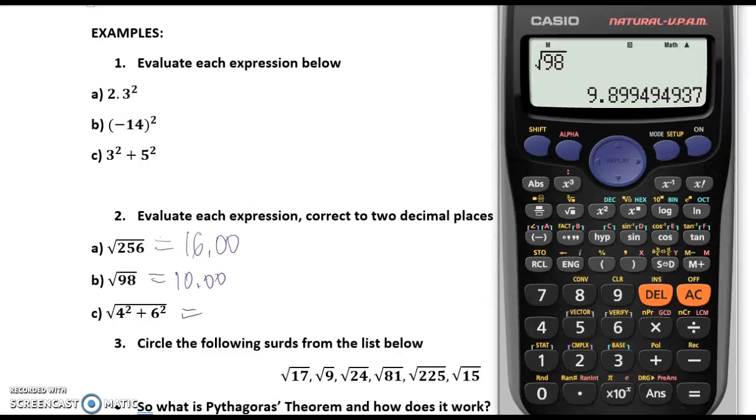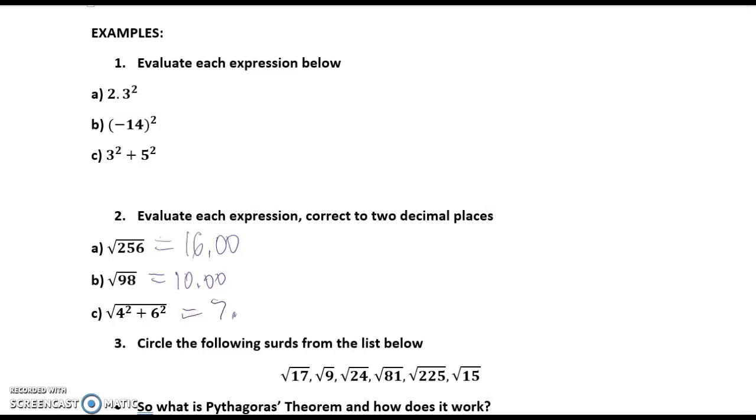The next one, they're just getting you to practice writing in the calculator for Pythagoras. So square root of 4 squared plus 6 squared, and then hit equals. And 2 decimal places here, 7.21.